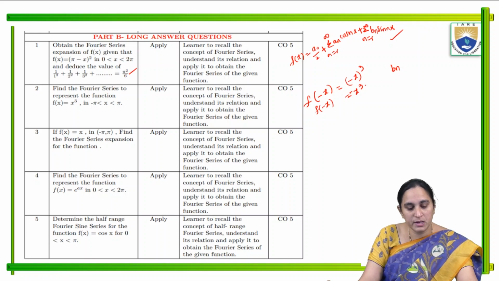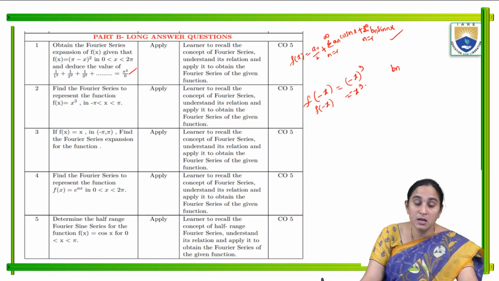Okay, next, fifth one: determine the half range Fourier series for the function f of x is equal to cos x for 0 less than x less than pi. Okay, here this is a half range interval within the limit 0 to pi. For that case, the question directly asks for the Fourier sine series. Here the function is cos x, but they are asking particularly for the sine series. For that particular formula, we already discussed the sine series. Okay, according to that we can solve the given question.